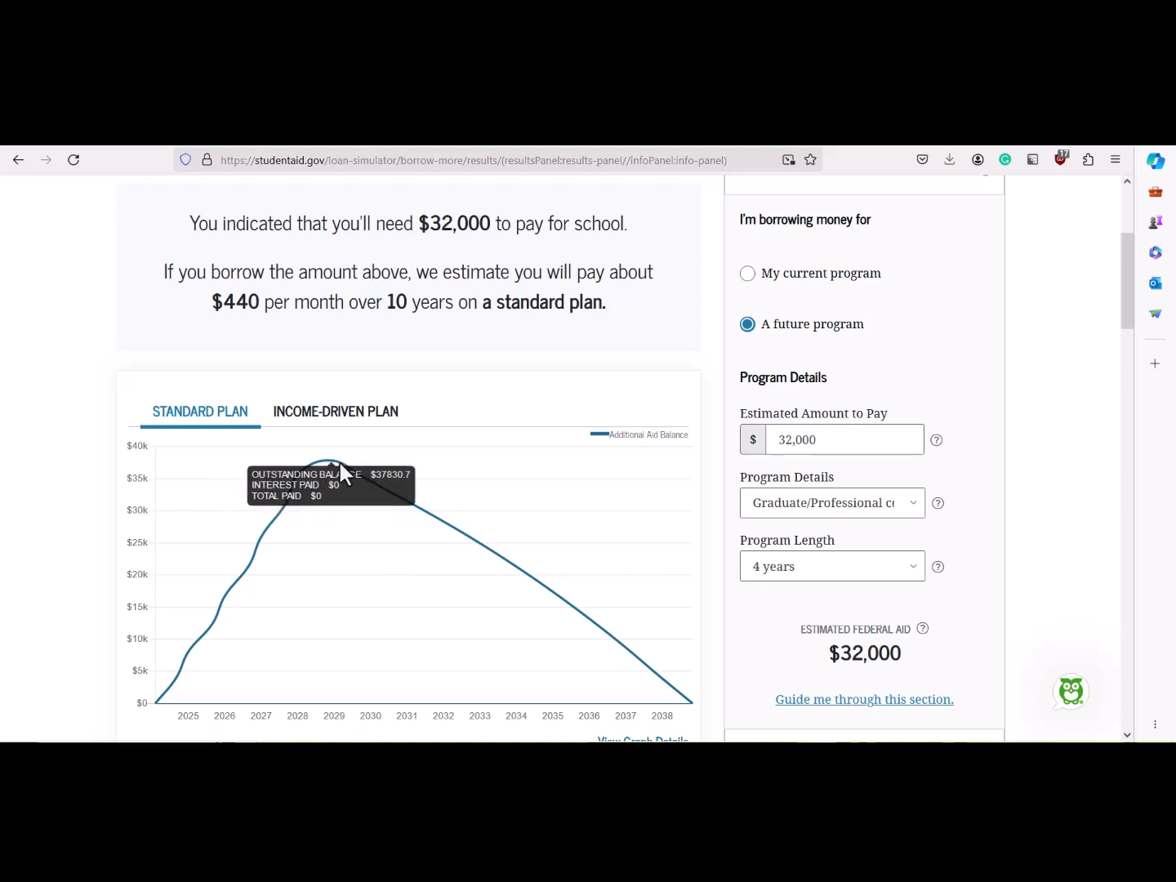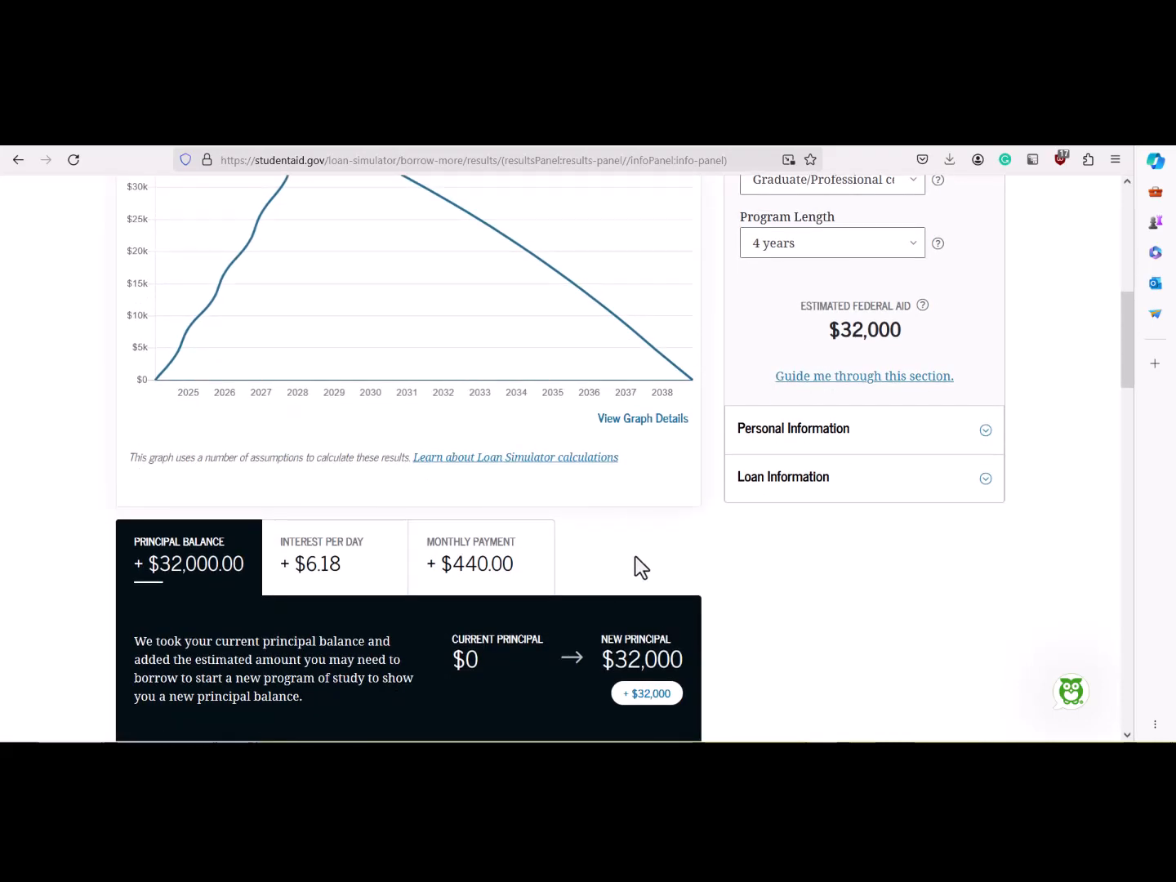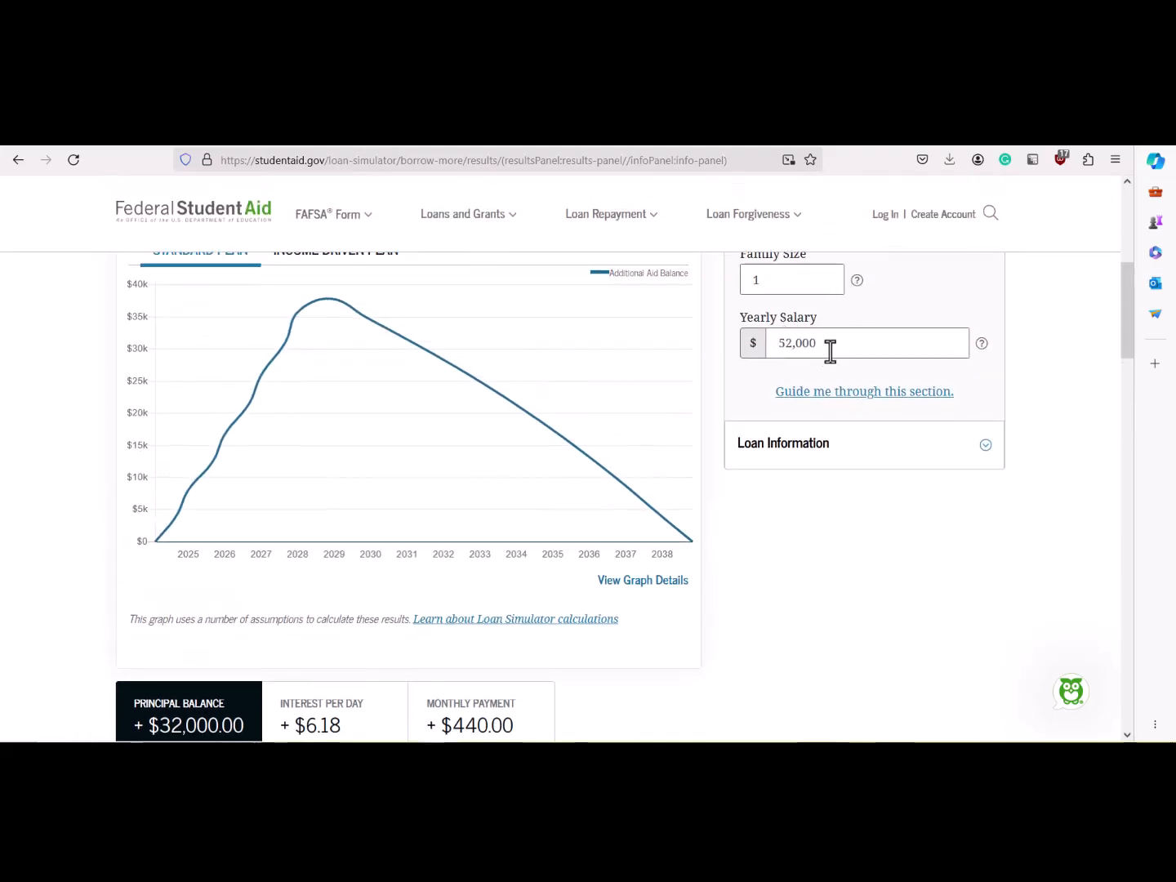but the balance is growing. And then when you start coming down the curve, you've got interest paid and total paid until it's paid off. And you can get the details by clicking View Graph Details. It shows you down here, they don't tell you the interest rate, but on $32,000, your monthly payment would be $440 a month. And I put in, they have you estimate how much money you think you're going to make when you graduate. And I just put in $52,000 for the heck of it.